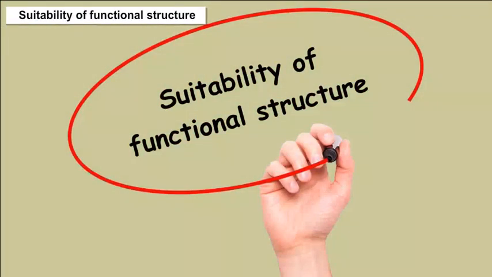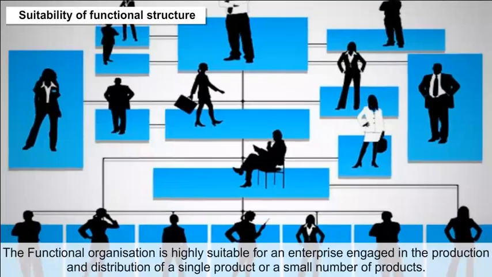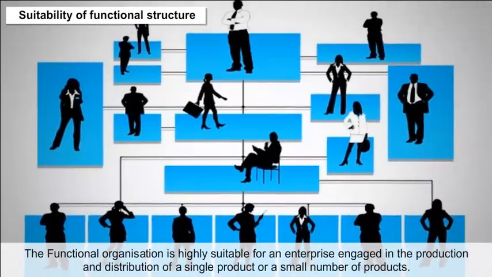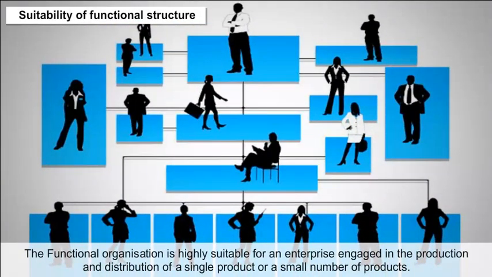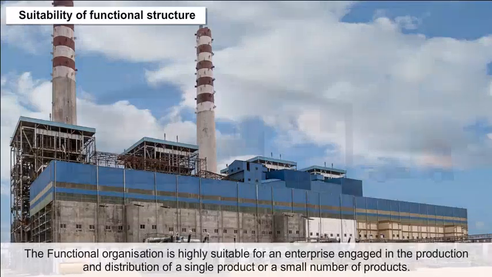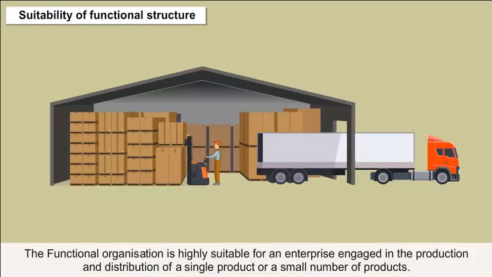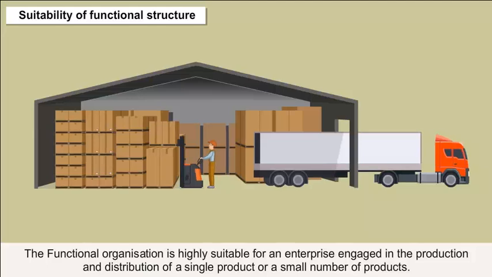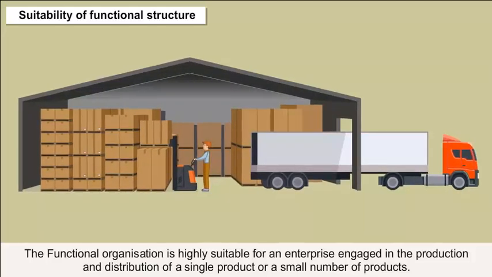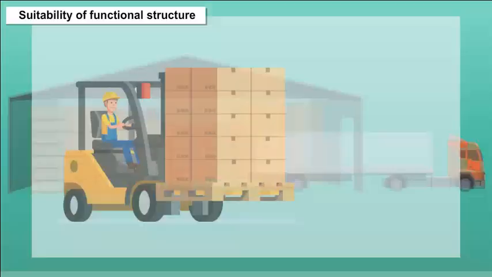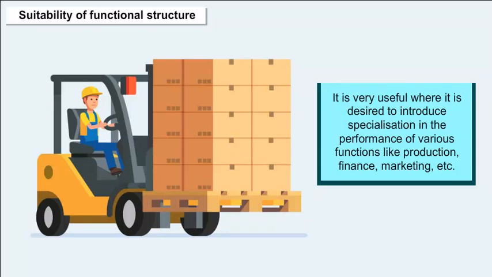Suitability of functional structure. The functional organization is highly suitable for an enterprise engaged in the production and distribution of a single product or a small number of products. It is very useful where it is desired to introduce specialization in the performance of various functions like production, finance, marketing, etc.